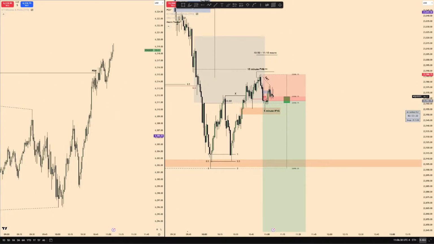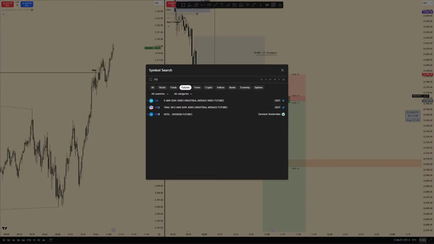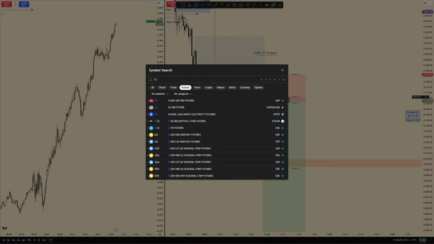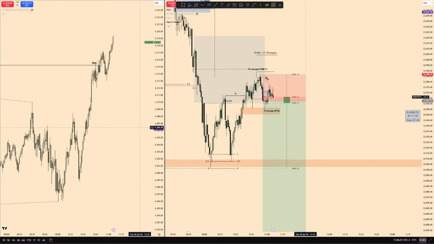So NQ's holding its ground even while ES is going up. So if ES goes down, NQ dumps. And YM. YM's up 340 points since open. Oh my gosh.